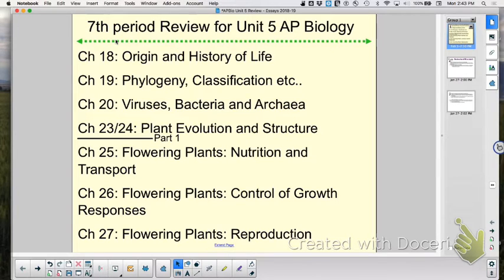Would that include like the macrosporangium and microsporangium? Yes. You can make it be homosporous. Yes. So those are for sure questions that are going to be on our test tomorrow.